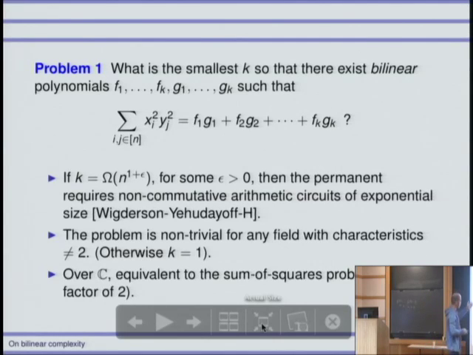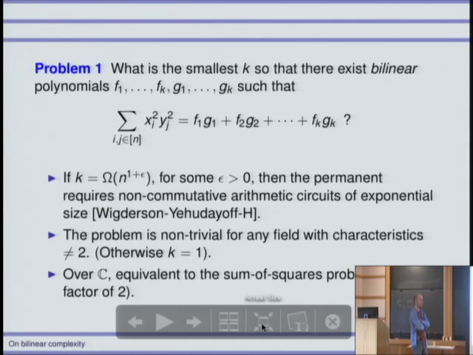And also, there is this implication which I mentioned first: if you can prove a slightly superlinear lower bound for k, then you get an exponential lower bound for the permanent. That was the original motivation why we started studying this problem. And I should emphasize that we know basically nothing about this problem.